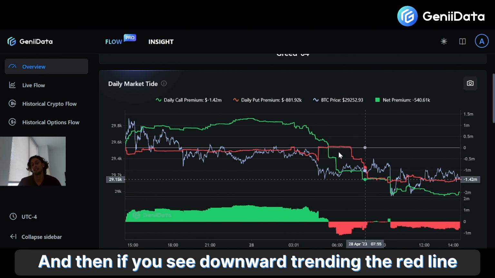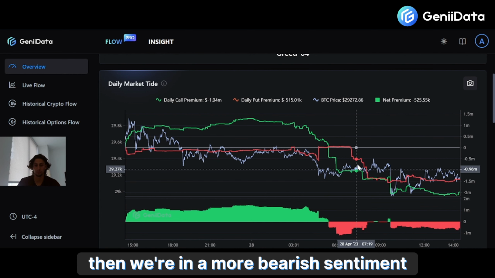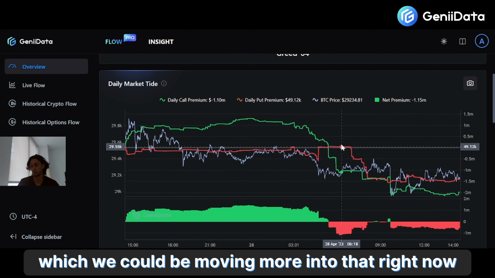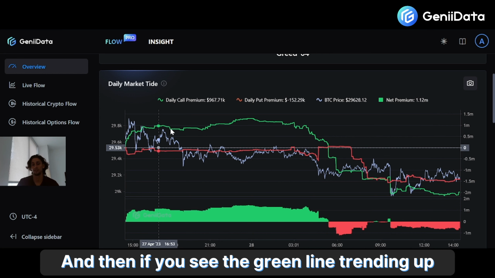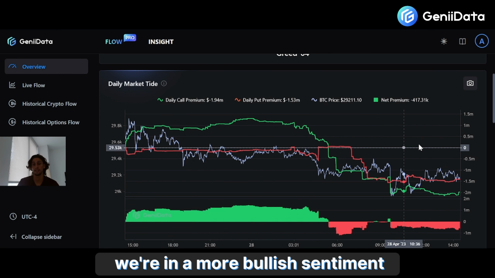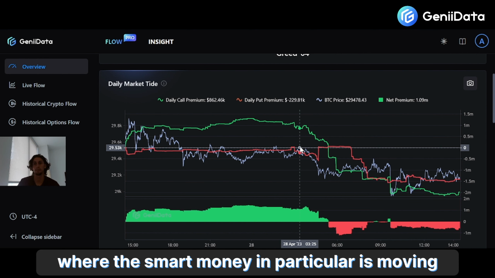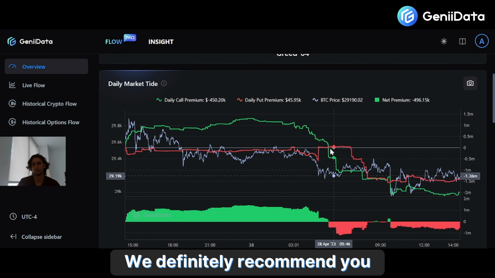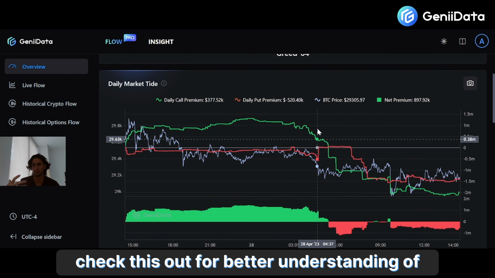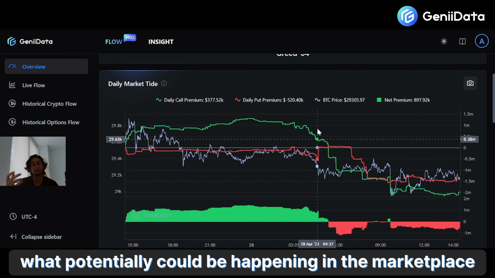And then if you see the red line trending downward, then we're in a more bearish sentiment, which we could be moving more into right now. And if you see the green line trending up, we're in a more bullish sentiment. So this gives you a great idea of where the smart money in particular is moving. We definitely recommend you check this out for a better understanding of what potentially could be happening in the marketplace.